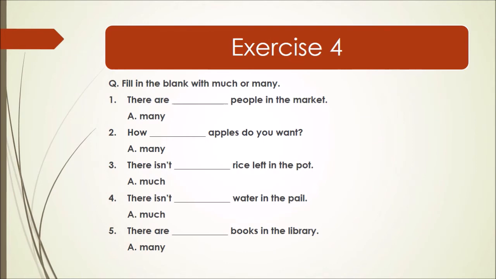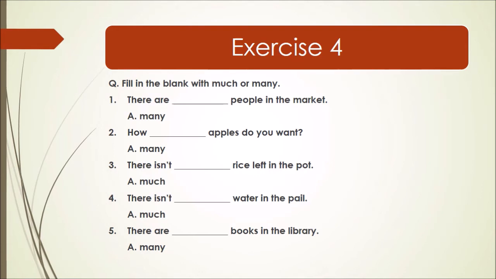Now students, we start exercise number 4. The question is: fill in the blanks with much or many. You have to put either much or many in the blank. Number one sentence is, there are dash people in the market. We will put many here because people are what? Counted. There are many people in the market.